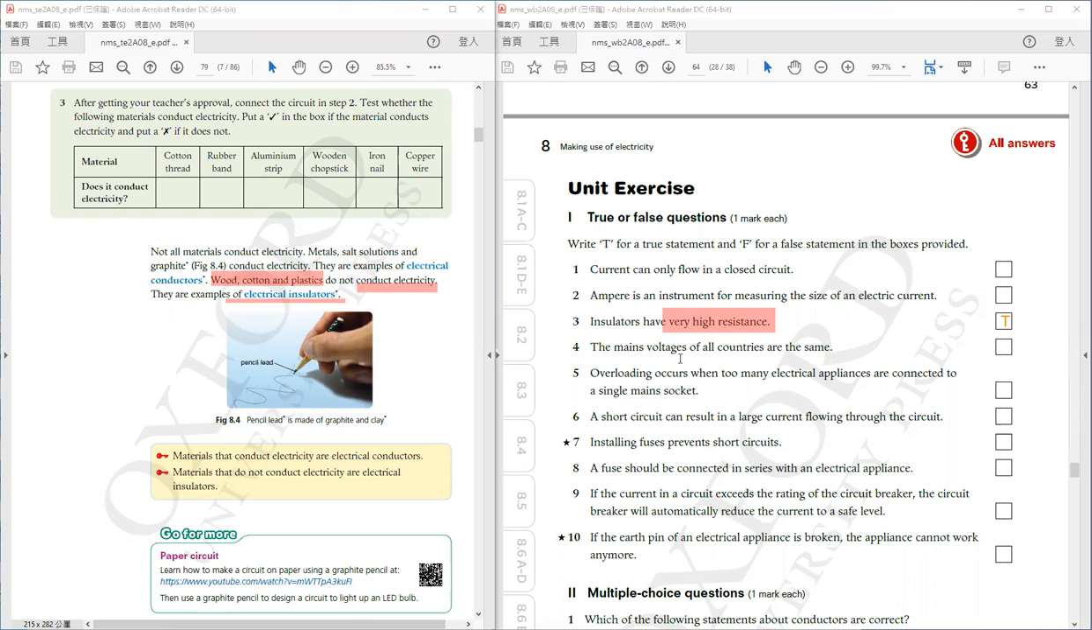The mains voltage in all countries is the same. This is not correct. For example, in Japan they have 110 volts. But in Hong Kong we have 220 volts. Therefore, different countries have different mains voltages.